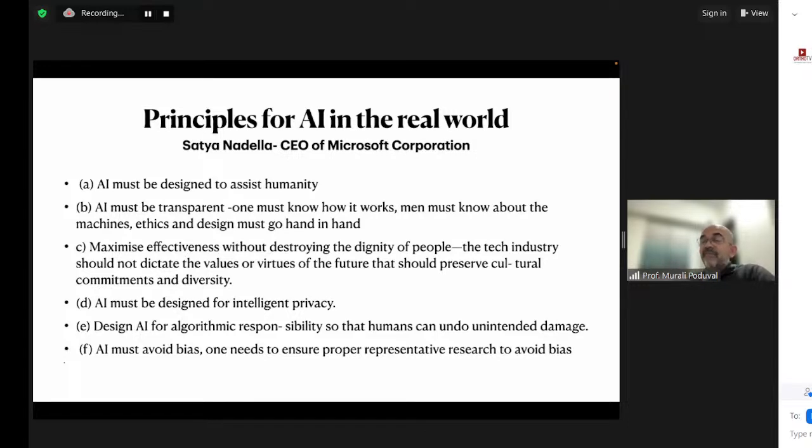It must be designed for privacy. You cannot let loose AI and compromise privacy. There must be algorithmic responsibility so that the human always has an ability to undo unintended damage.